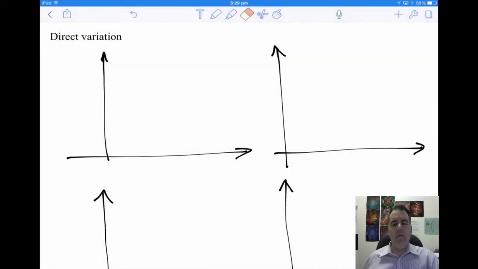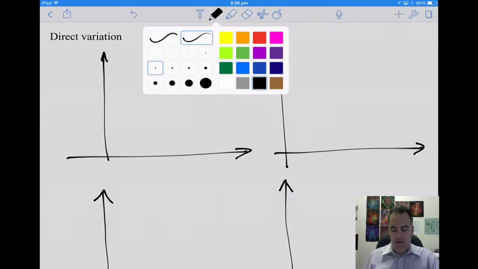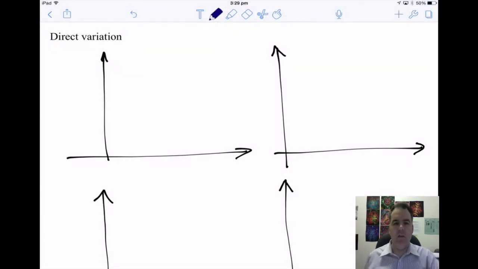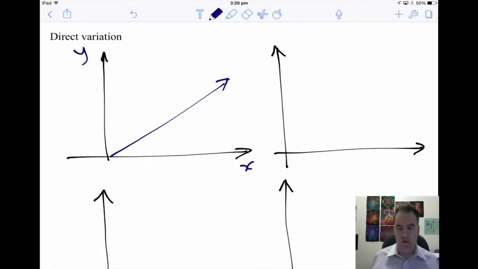One other idea that the syllabus mentions is the word direct variation. So I just want to quickly explain what that means. Direct variation is where as one variable increases, the other variable increases. So if I've got a relationship here between x and y, this graph here would show us that x varies directly with y. There's direct variation going on here.